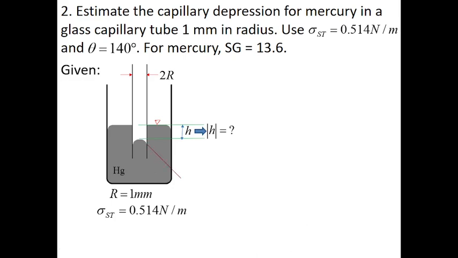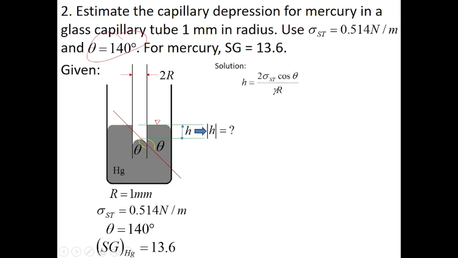If we have for the contact angle, or the wetting angle, 140 degrees, so from this point we draw a line, and this is the angle theta, which is 140 degrees. And this is also angle theta, 140 degrees. So this is the contact angle. And we have the specific gravity of mercury of 13.6.